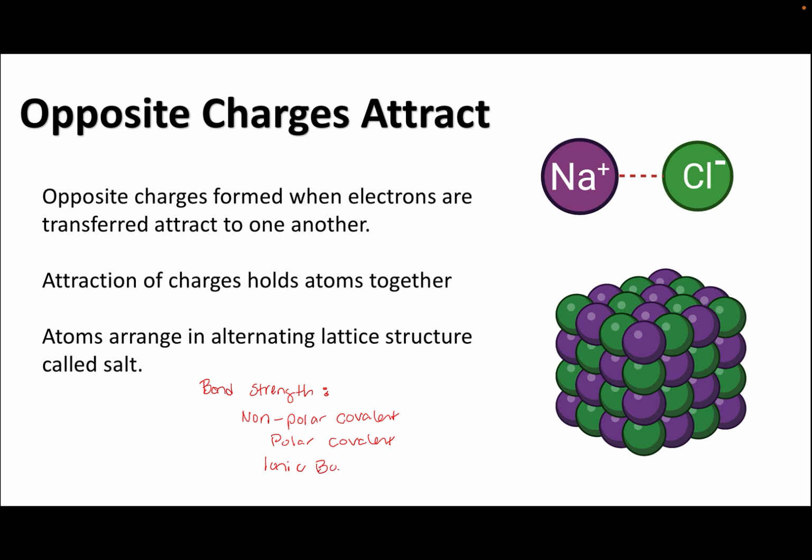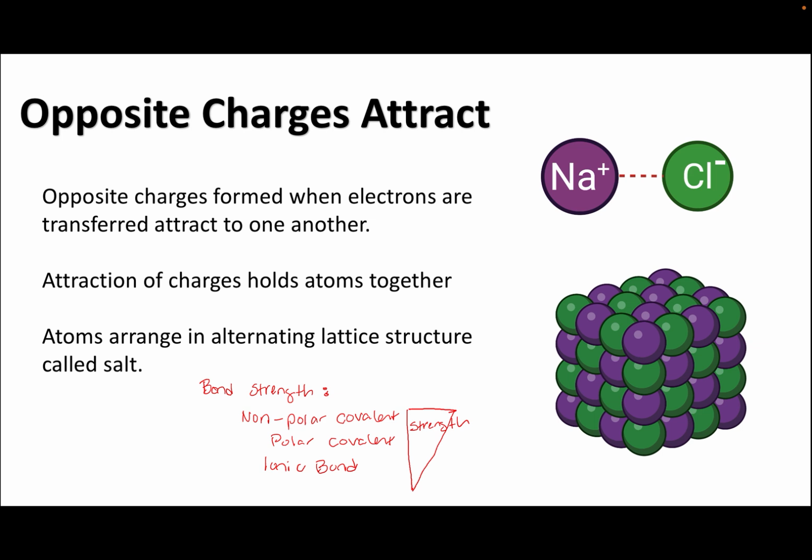All of these are going to hold together atoms making molecules. But they're not all equal in strength. And when I say strength, I'm talking about how difficult it would be to break that bond. What we find is that our non-polar covalent bonds are the strongest, followed by polar covalent, followed by ionic. So they're listed in order of descending strength.